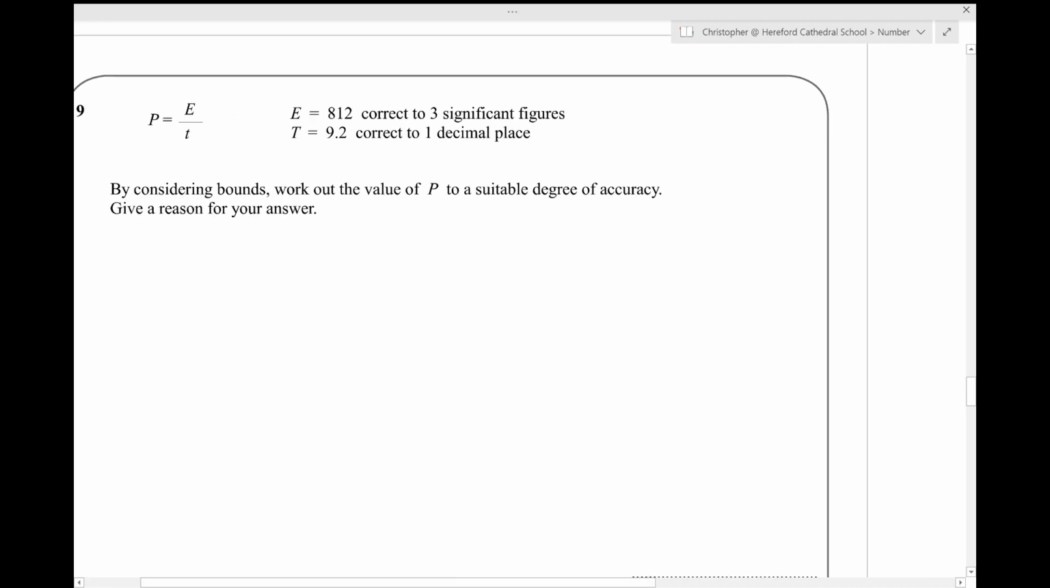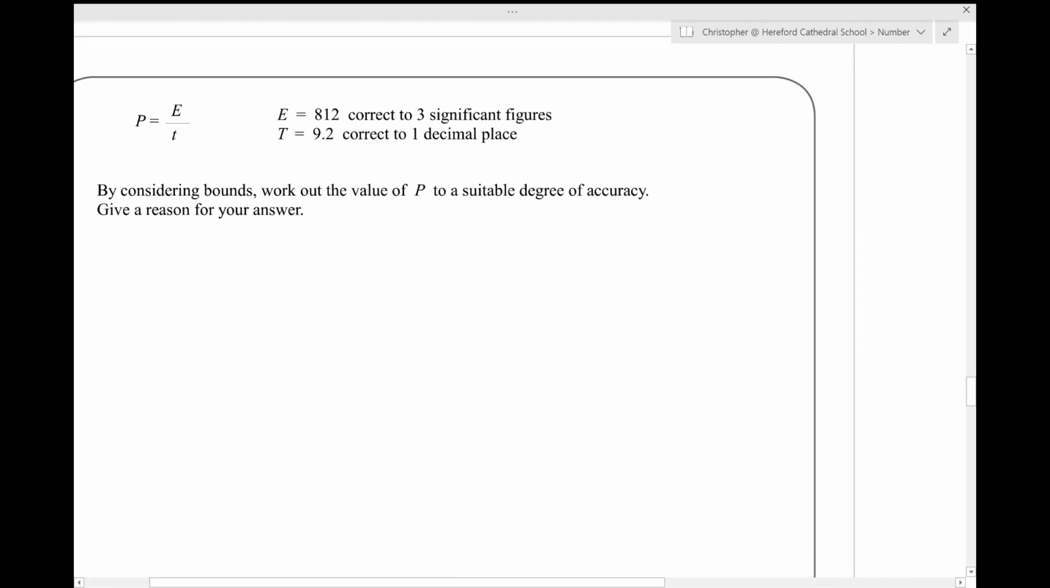Let's work out my bounds. So E is 812 correct to 3 significant figures. So the upper bound for that is going to be 812.5, and the lower bound is going to be 811.5. Meanwhile, I'm given T correct to one decimal place. So the upper bound for T is going to be 9.25 and the lower bound 9.15.